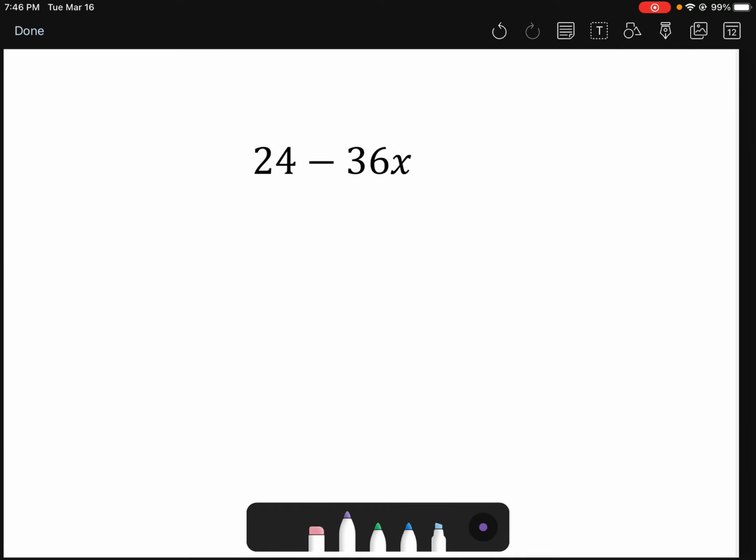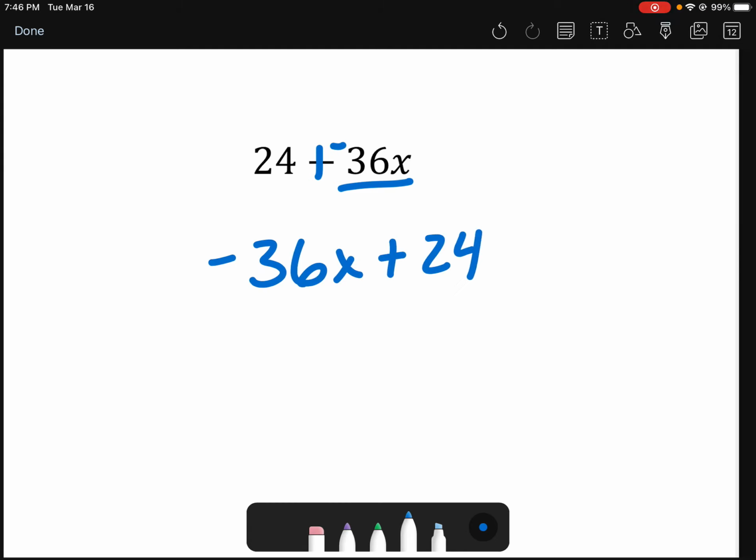Last one for part 1. 24 minus 36x. Now when we do these, we like to have my x term out in front. So I do want to rewrite this, but before we do that, we do have to do LCO. Because you can see here, my 36x is negative. So when I flip it around, I need to have negative 36x plus 24. And now I can go ahead and start factoring it.